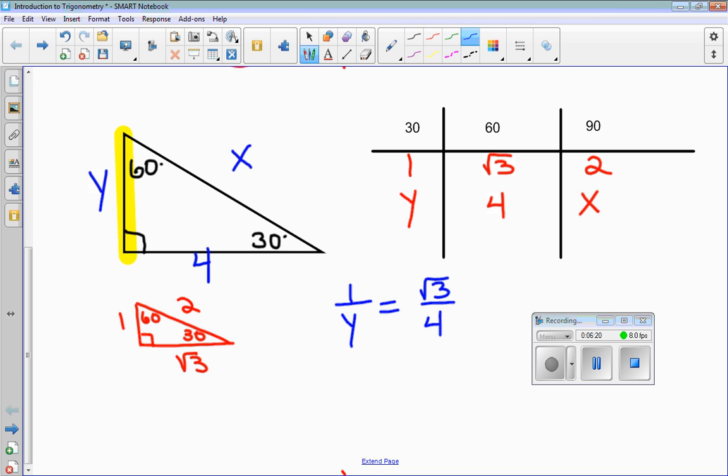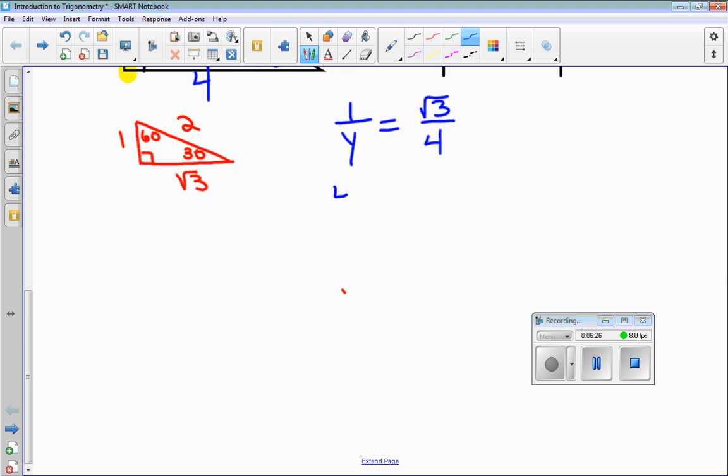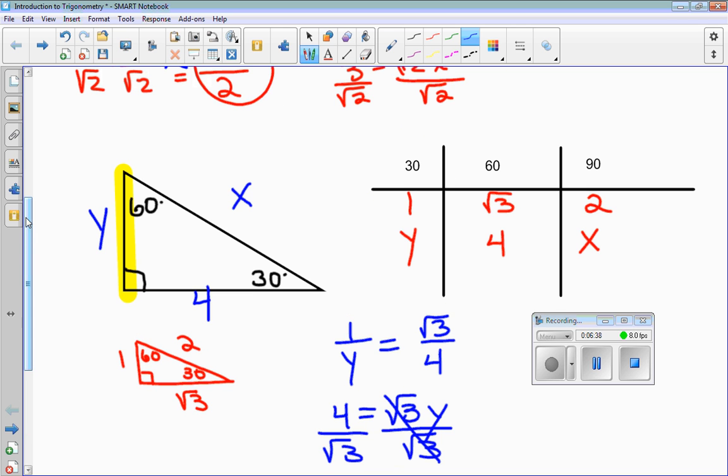So here's a proportion. I'm trying to solve for y, so I'm just going to cross multiply here. I have 4 is equal to the square root of 3 times y. Divide by the square root of 3. So y is equal to 4 divided by the square root of 3. What's the problem with leaving my answer that way? The radical's in the denominator.